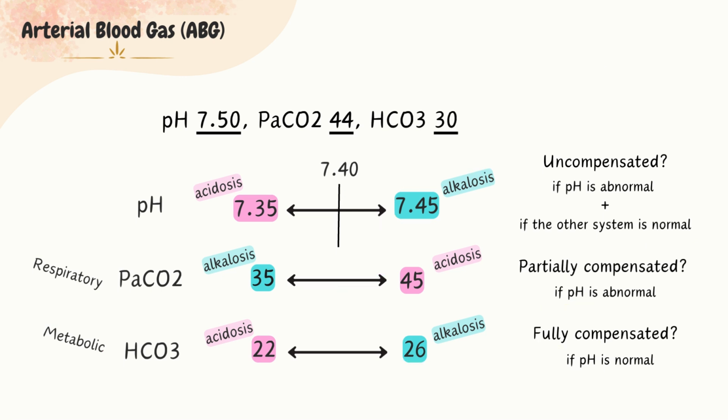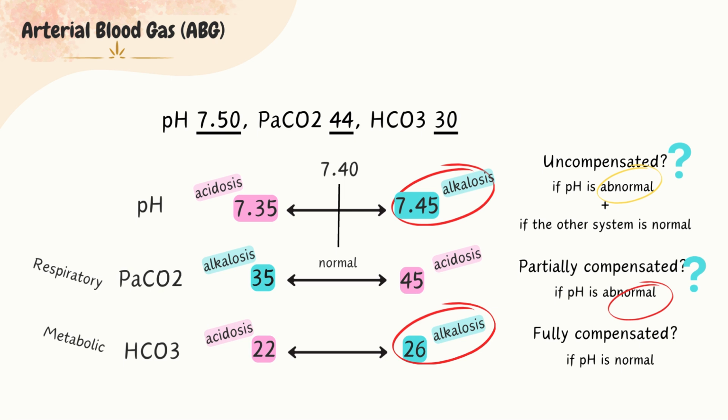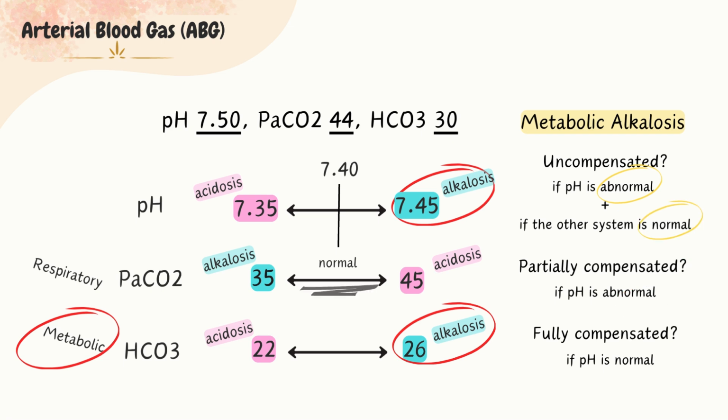Okay, next. Question number 4. pH is 7.50, so it is alkalosis. And we already know this is either partially compensated or uncompensated because the pH is abnormal. PaCO2 is 44, so this is normal. HCO3 is 30, so this is alkalosis. So we have a match of pH and HCO3, so this is also a metabolic alkalosis, like the last question. And also like the last question, the PaCO2 is normal, but the difference is that the pH is abnormal. So this is an uncompensated metabolic alkalosis. If the pH is normal, then it is a fully compensated metabolic alkalosis.